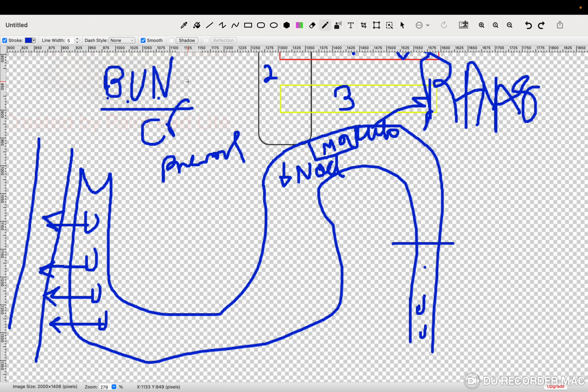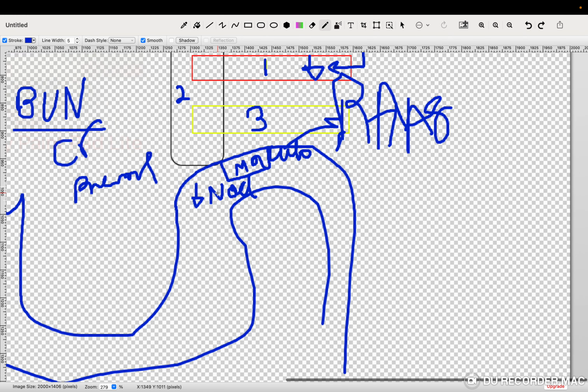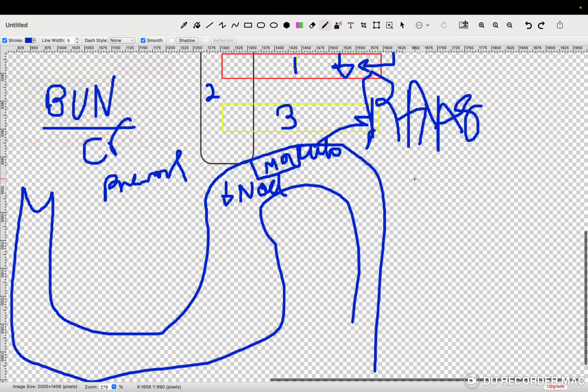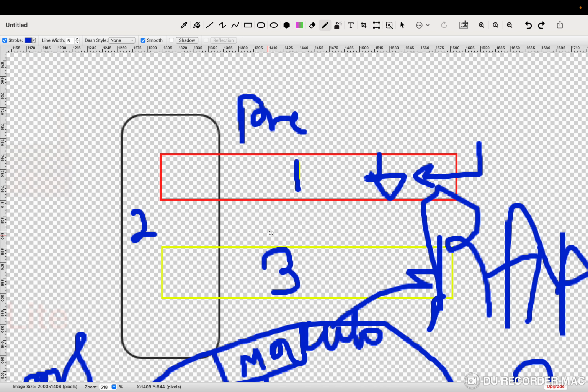Yes, it's going to be high. So one more time. We have a disease called pre-renal azotemia, and we have renal azotemia. Pre-renal azotemia is a pathology in 1, 2, or 3. Tell me please, is the pathology in 1, 2, or 3? It's in 1. Okay, the pathology is in 1.